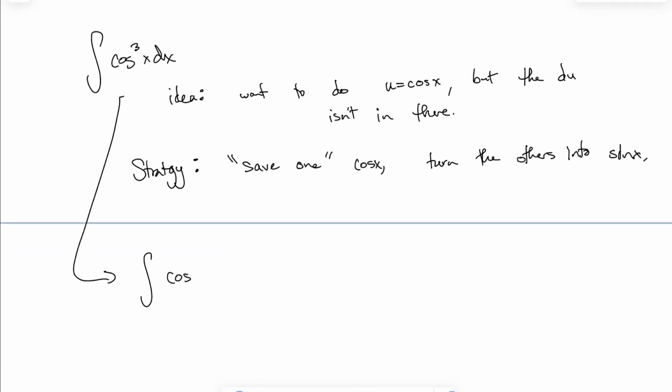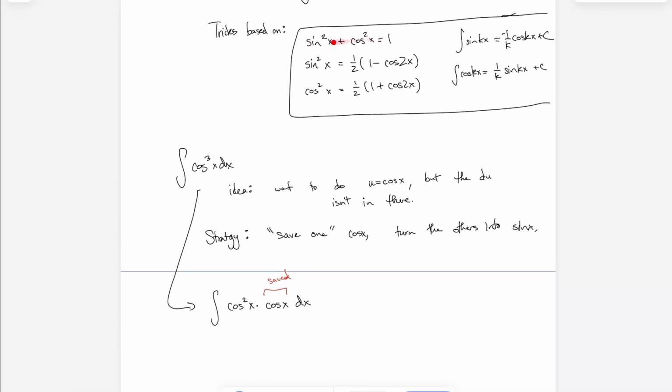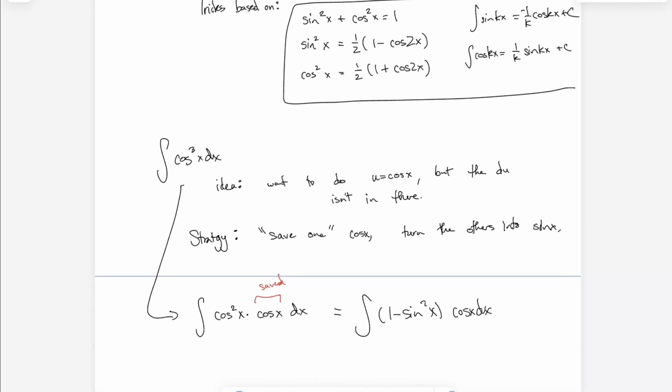This is a weird trick, but I'm going to write cosine cubed x as cosine squared x, and then another cosine x. This is the one I saved. I'm going to save one of them, and then on the other ones, I'm going to turn them into sines by using everybody's favorite trig identity, this one here. We can solve for cosine squared. Cosine squared is 1 minus sine squared, and that I'm going to plug in right here. So this will say 1 minus sine squared x, times cosine x dx. Cosine squared is the same as 1 minus sine squared, according to the very first of those trig identities, the one that everybody knows. And then you plug it in there.